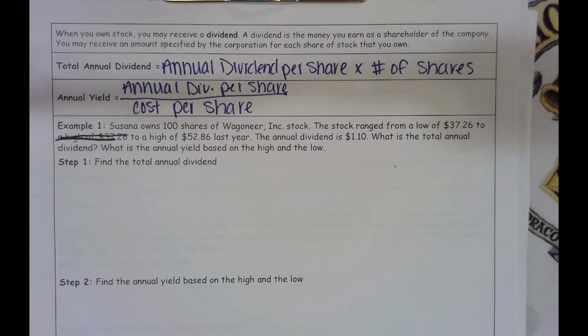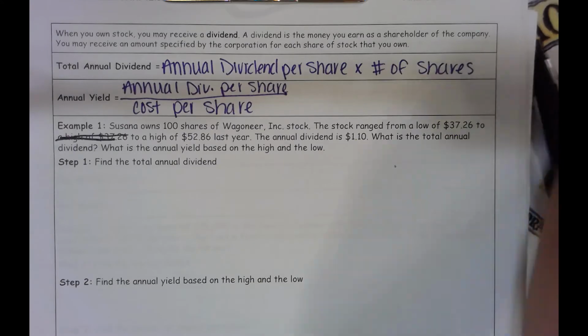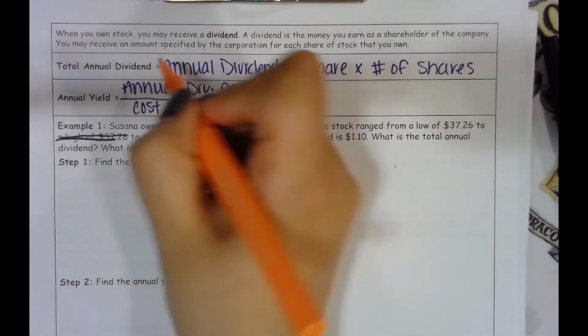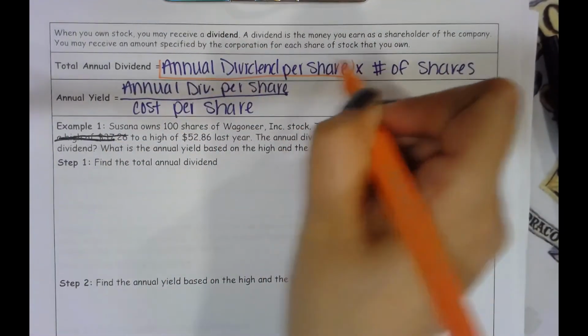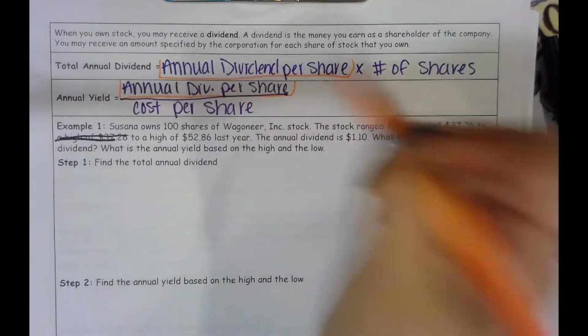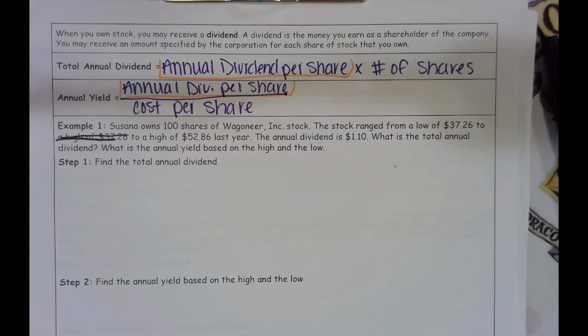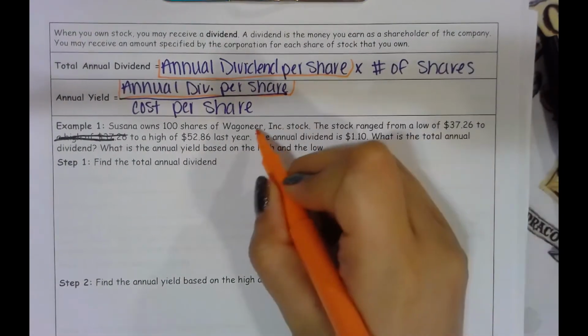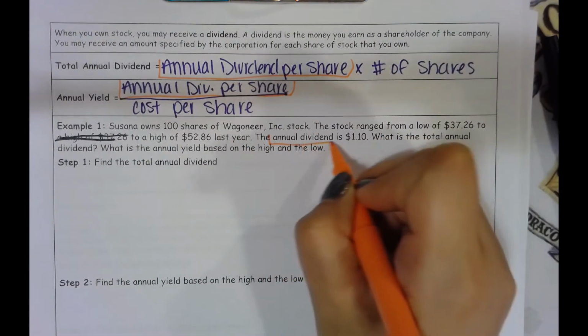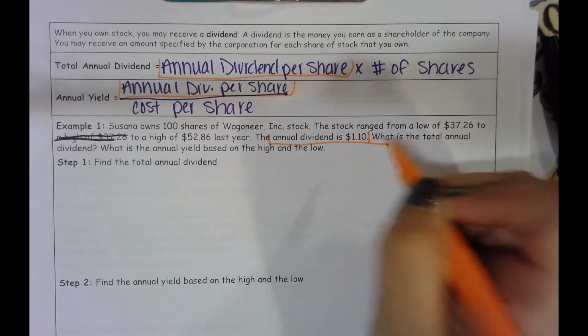Another thing I want you to notice though is if you look at your two formulas, annual dividend per share, annual dividend per share, it's going to be that same exact number. So it's that annual dividend per share, which it will tell you right here. Annual dividend. It's this small number of $1.10.